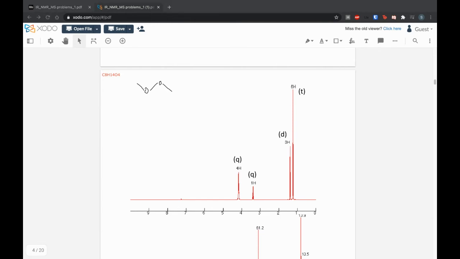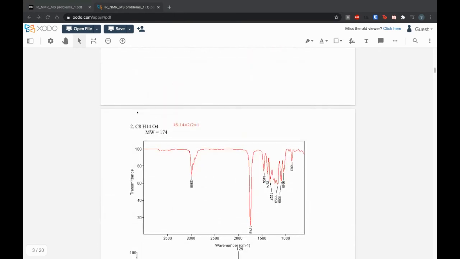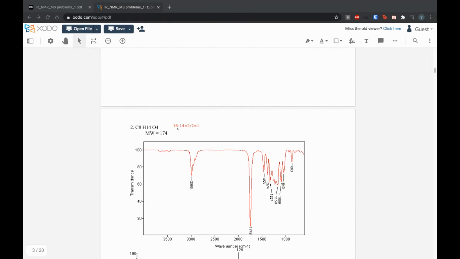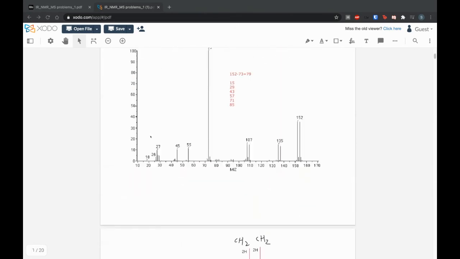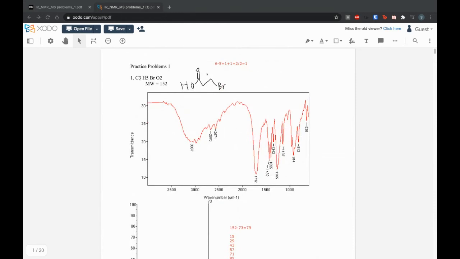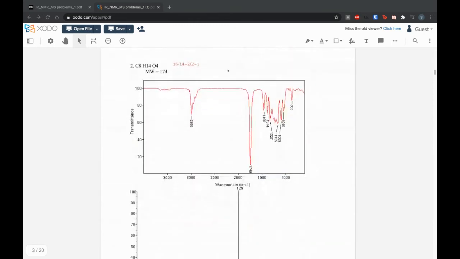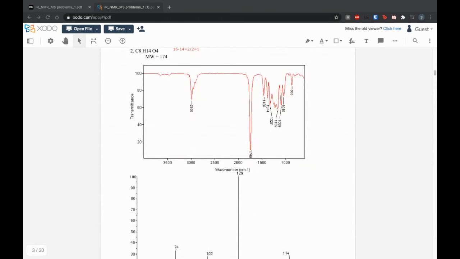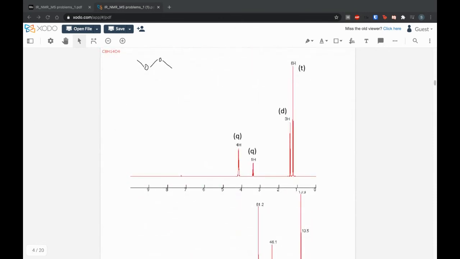Let's see. Did I do my math wrong again? Maybe 4, 6, 3. Okay, it's saying there are 2 degrees of unsaturation, so maybe they're not dividing by 2 for some reason at the end. Let me double check with the first question. So 6 minus 5, which is 1, minus 1. Well, that doesn't make sense. Okay. So it looks like it is 2 degrees of unsaturation, and so that opens up to lots of other options.